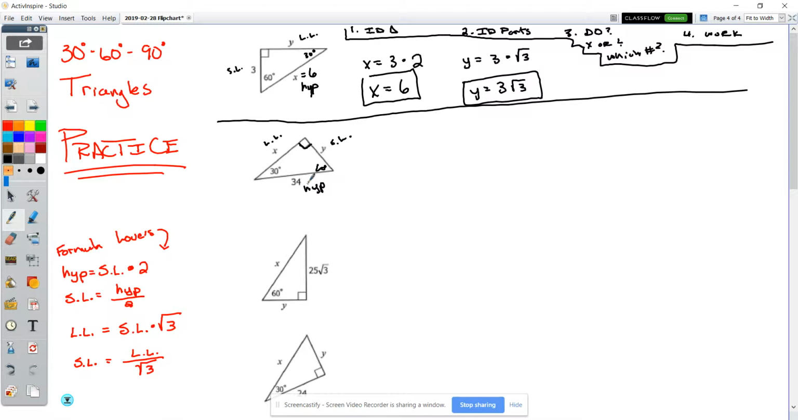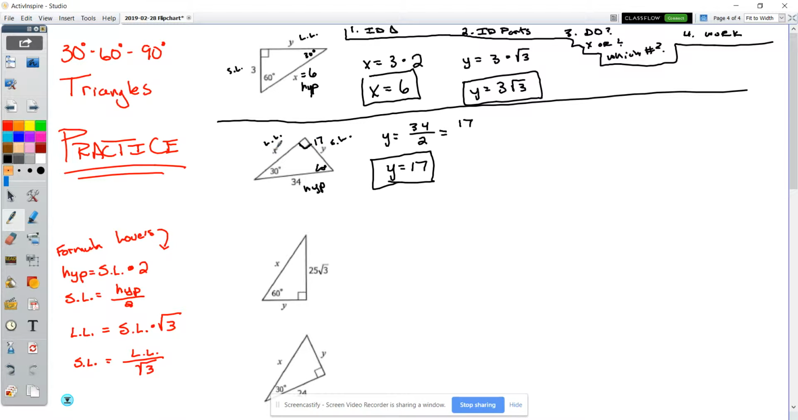I'm trying to find the short leg. Now, notice I don't have any way of finding the long leg from the hypotenuse. I don't know what that relationship is exactly, but I do know the relationship between the hypotenuse and the short leg. It's the number 2, right? Short leg is half the size of the hypotenuse. So I know that the short leg is going to be equal to the hypotenuse divided by 2. And 34 divided by 2, if I do that in my head, I think that comes out to be 17 over 1, right? 17. So the short leg equals 17.